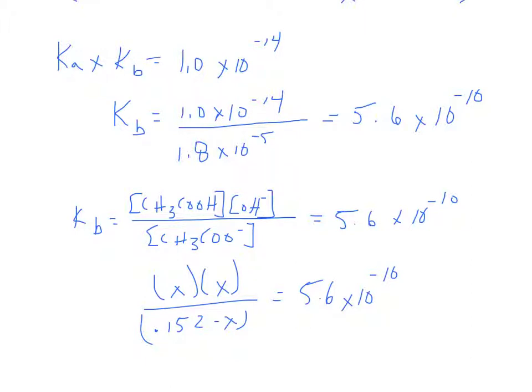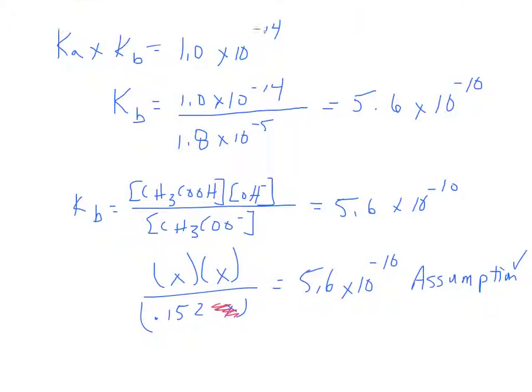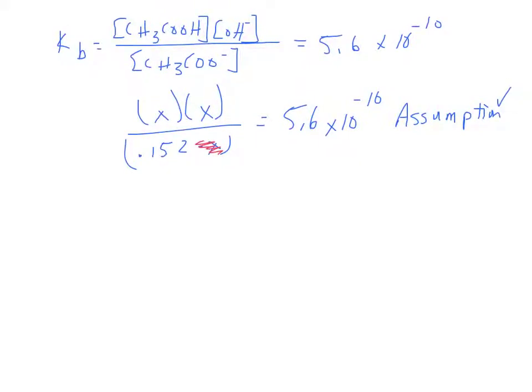Now I don't feel like doing quadratic, so let's see if the assumption works. If I take 0.152 and divide it by my Kb, it equals greater than 500. That means I can ignore this minus x down here. If I take 0.152 and times it by 5.6, that gives me 8.4 times 10 to the negative 11. If I take the square root of both sides, x equals 9.2 times 10 to the minus 6.